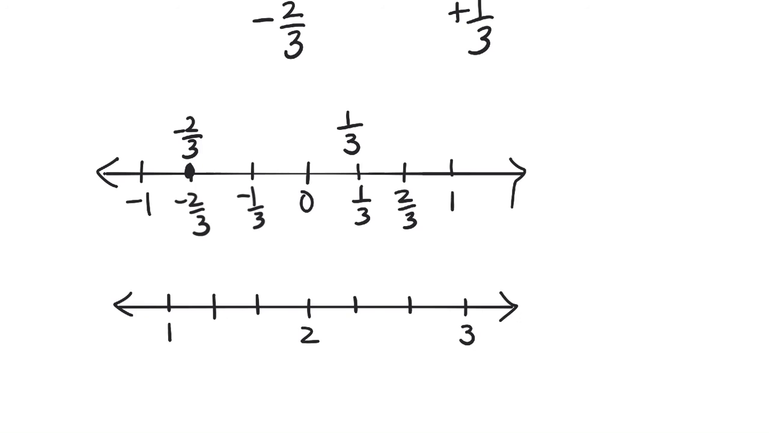If I had something like this, where I've got it between 2 and 3, again, this one is split into thirds, so you might be given an improper fraction. Maybe I want to put 2 and a third on, so that means I'm going to go to the number 2 and then go 1 third of the way, so that would be there, 2 and a third.